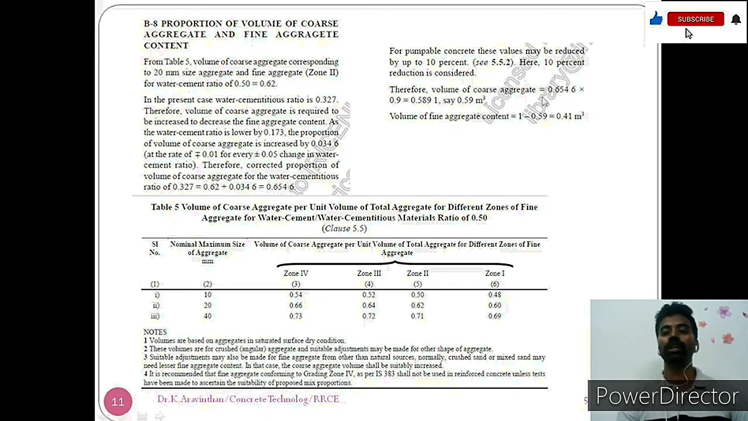And we are reducing the 10% value of 0.6546. If you multiply 0.6546 into 0.9, you will be getting exactly 0.59 as the coarse aggregate value. And if you need fine aggregate, if you find the difference from a unit value, you can find the value of 0.41 as the fine aggregate per meter cube.